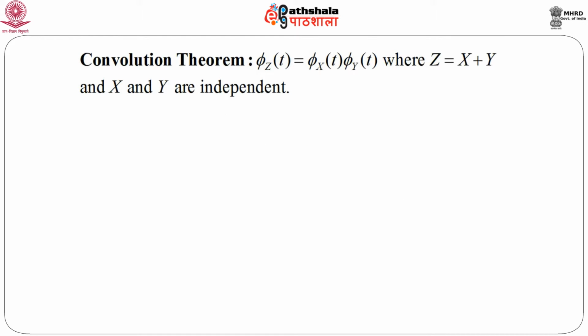Now, the convolution theorem. This theorem basically discusses the relation with the characteristic function. That means, how to define the characteristic function of the convolution of two random variables, that is, Z equals X plus Y. So, how to determine the characteristic function of Z when we know the characteristic function of X and of Y, provided X and Y are independent random variables.